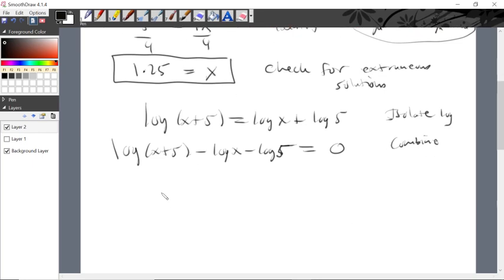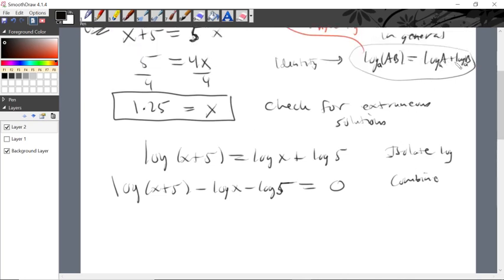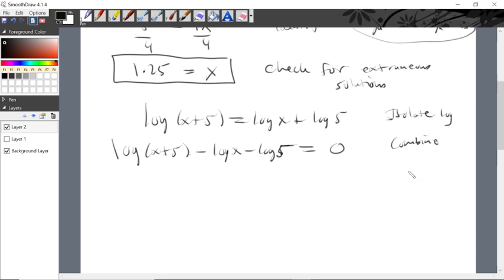How is that done? Remember the laws of logarithms. First of all, the sum of logs is equal to the log of a product, but the difference of logs, we recall that one as well: log base a of a minus the log base a of b is equal to the log base a of the ratio a over b.